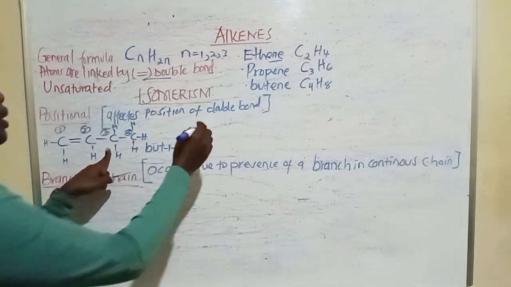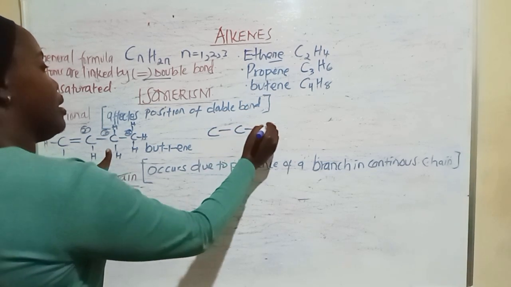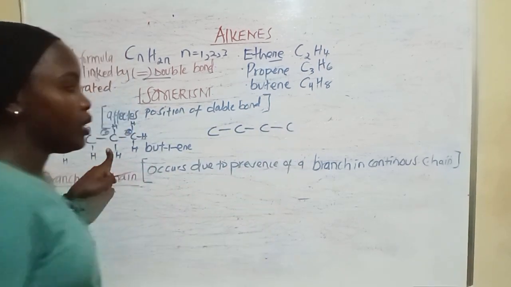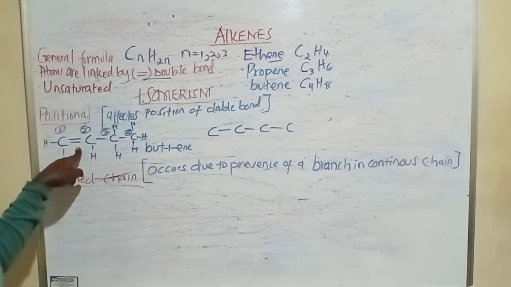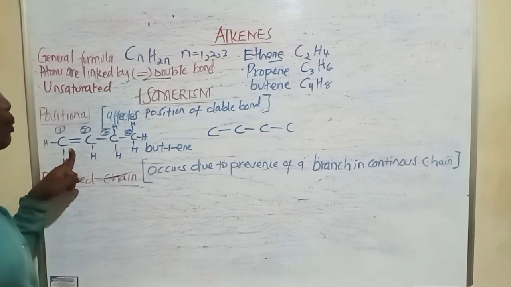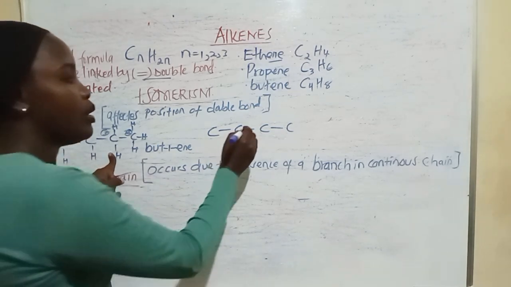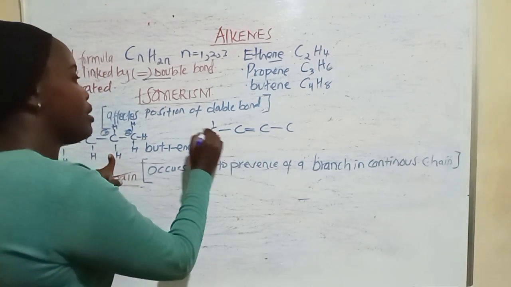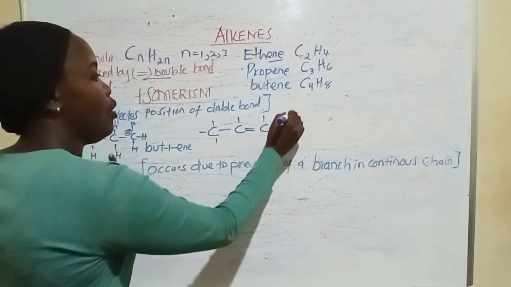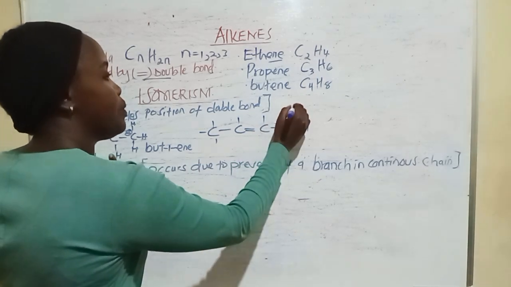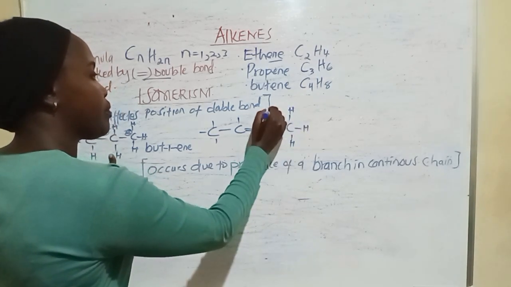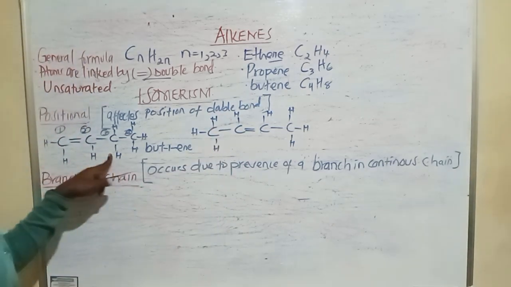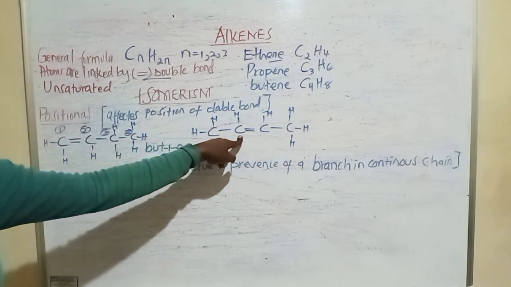Okay, so we can come and write, we have the 4 carbon atoms. Now let us change the position of our double bond from the first carbon atom to the second carbon atom. So we can have the double bond there. And then this represents our hydrogen atoms. You can see we have changed the position from the first carbon atom to the second carbon atom.